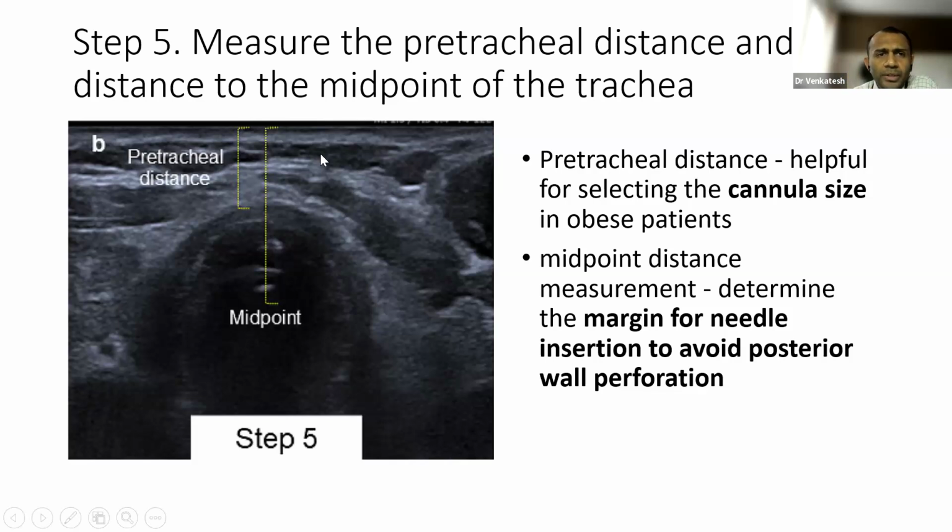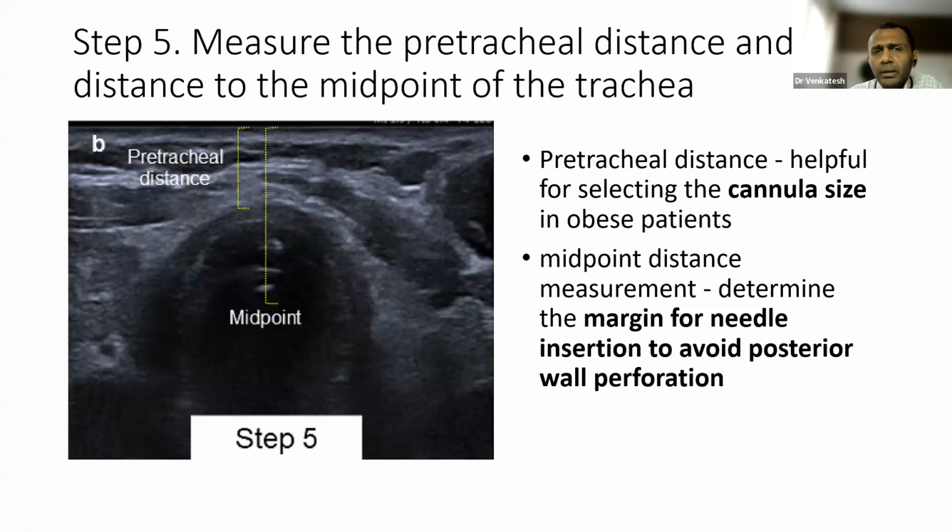Another important measurement which you have to calculate is from the skin to the midpoint of the trachea, a rough estimation, which helps to understand the margin of the needle insertion to avoid posterior wall perforation. So you know how much depth the needle should enter and beyond which it should not enter. Suppose this is 2 centimeter and this is coming up to 3 centimeter. So you make a rough marking on the needle. You should not cross beyond 3 centimeter. The moment you finish entering 2 centimeter, very likely that you are in the trachea.